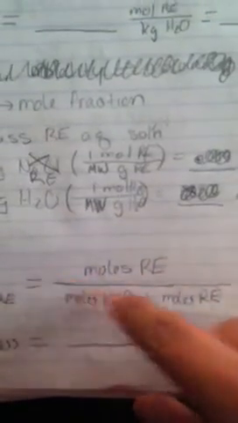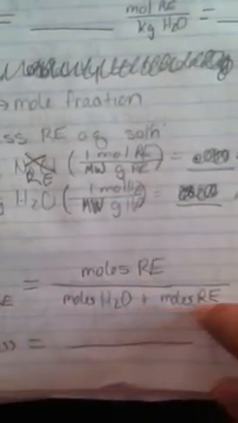So then your mole fraction is just the moles of the random element over the sum of the moles of water plus the moles of the random element. And that'll give you some number, and it's unitless. So nothing goes after this. Write that on your note card for the test. But that ought to help.